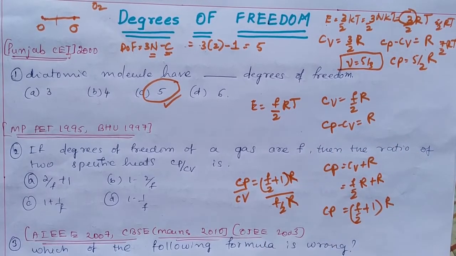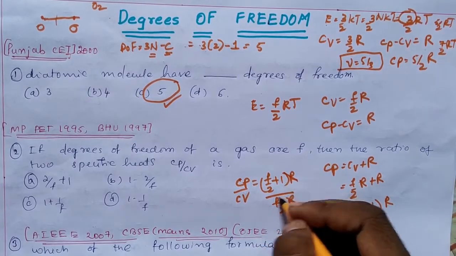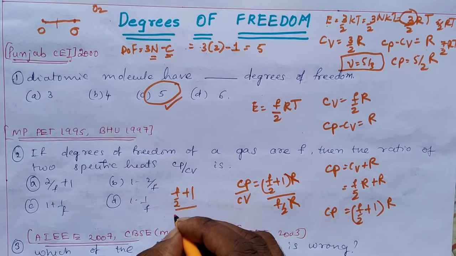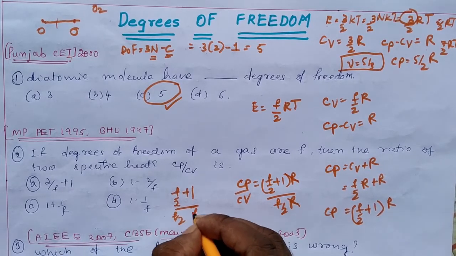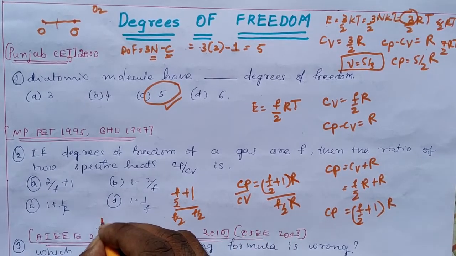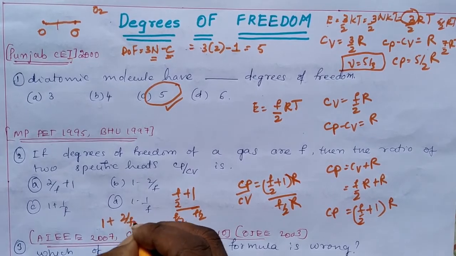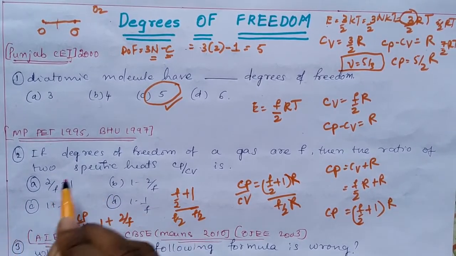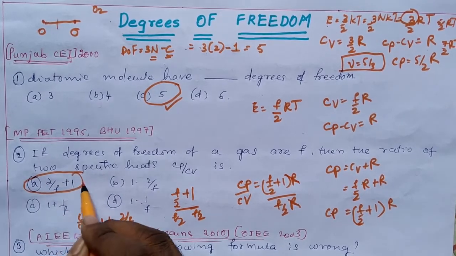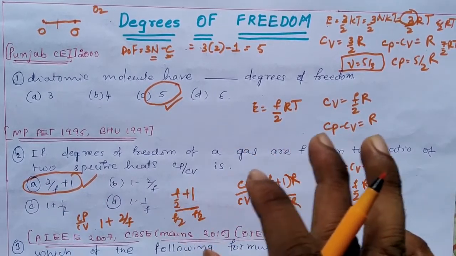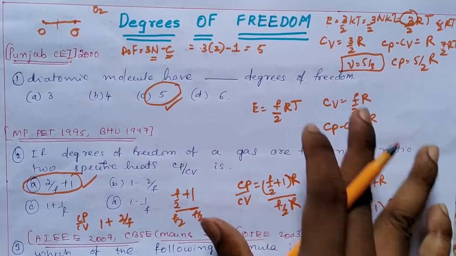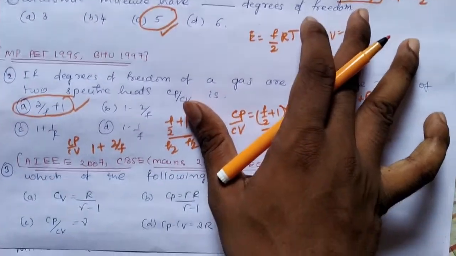R gets cancelled. So the right hand side becomes F by 2 plus 1 divided by F by 2. If you solve it, you will get 1 plus 2 by F. That is equal to Cp by Cv, which is basically equation first. Just pause the video or go through the video slowly, you'll get a better understanding of this problem. Take a screenshot also, no problem.